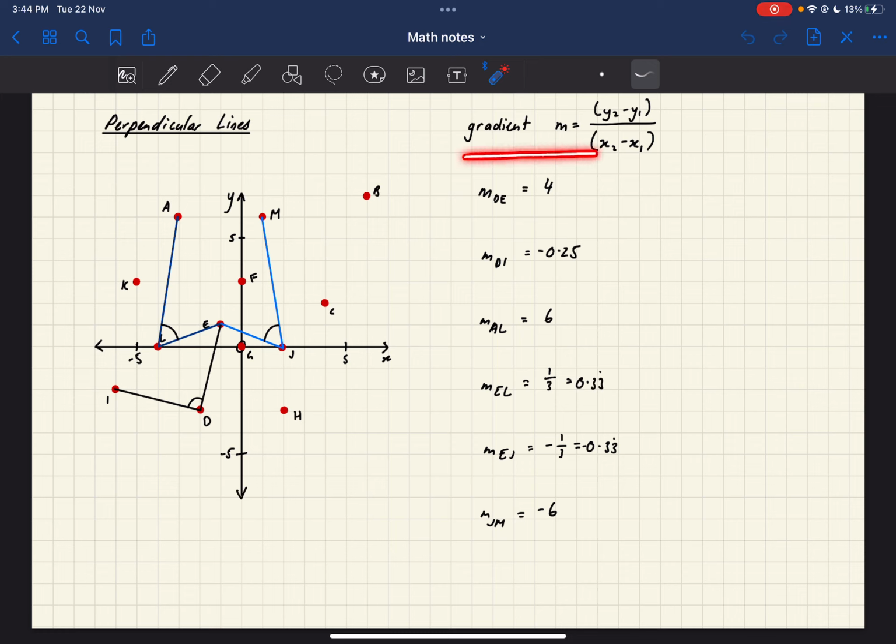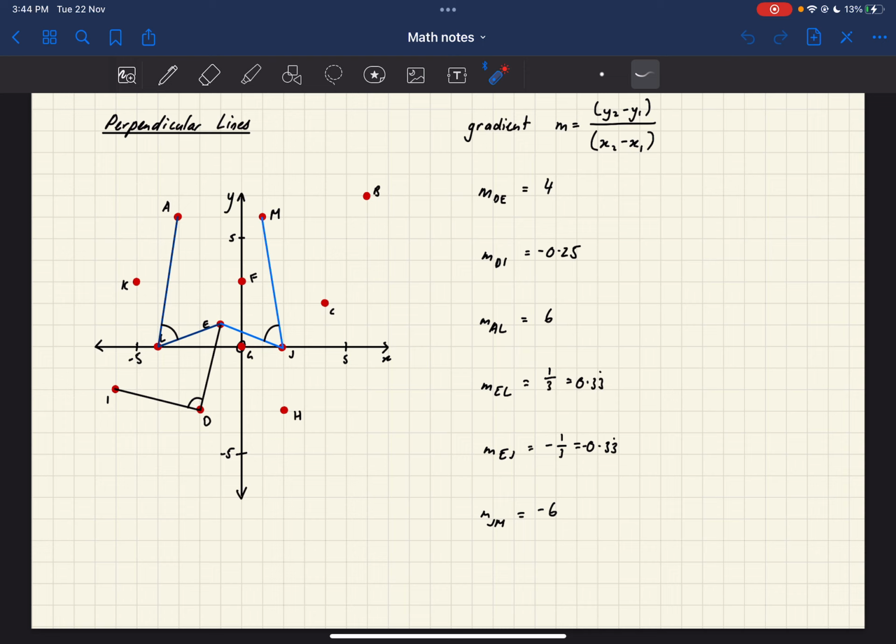but we're going to be using this formula here. Once you've used that, these are the gradients that you get for each of the lines that I have here. We have DE, gradient of 4, DI, minus 0.25, and so on.